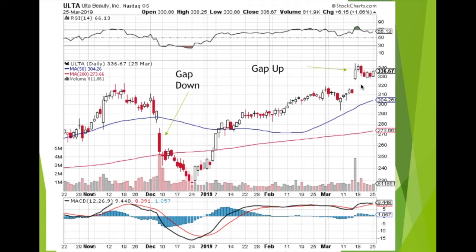So here you see there's a gap in the chart. Here is a gap down. The stock closes at this point here, and it gaps down and opens over here. So that's a gap. Gap down, gap up.